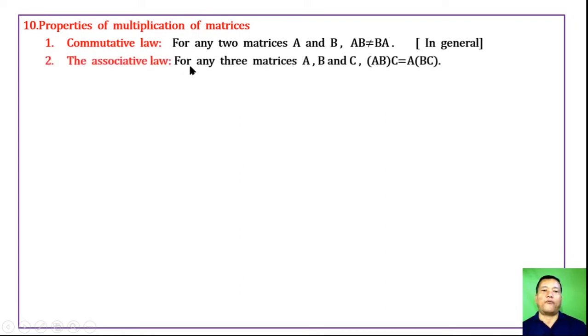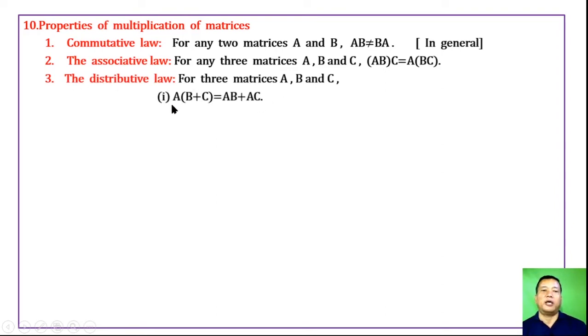The associative law: for any three matrices A, B and C, the product AB into C is equal to A times the product BC. The associative property holds for matrix multiplication. The distributive law: for any three matrices A, B and C, property 1: A times (B plus C) is equal to product AB plus product AC. (A plus B) times C is equal to product AC plus product BC.